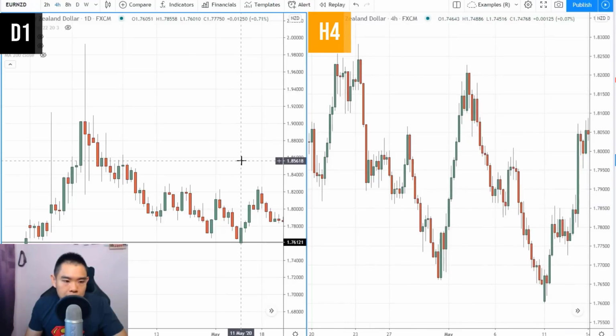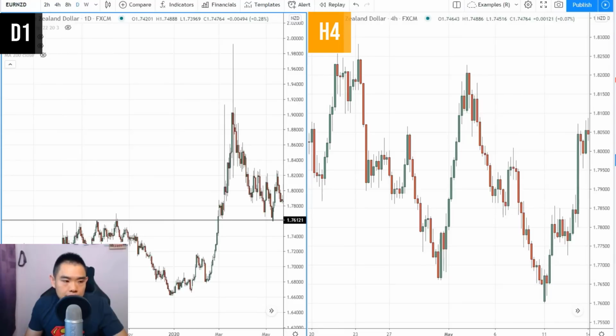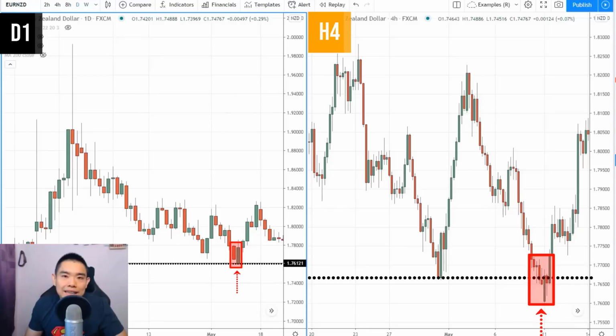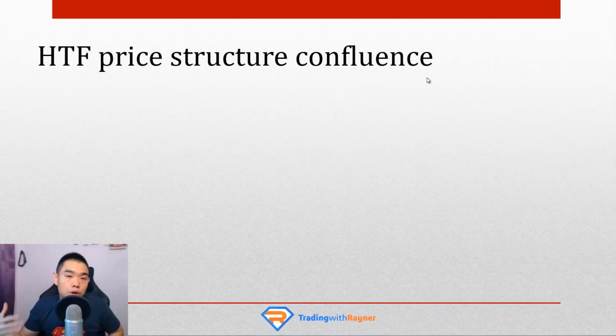So basically what has happened is that if you zoom out on a daily time frame, you can see that this is previous resistance that could act as support. I'm just going to zoom in. This candle that you see over here is formed on this 4-hour time frame, this false break that occurred. So you can see that on the daily time frame, this is actually a key level. This is actually a daily level, not just a 4-hour level. And that will increase the odds of your trade, especially when you lean against higher time frame support resistance. So this is what I mean by higher time frame price structure confluence. This will really put the odds in your favor.